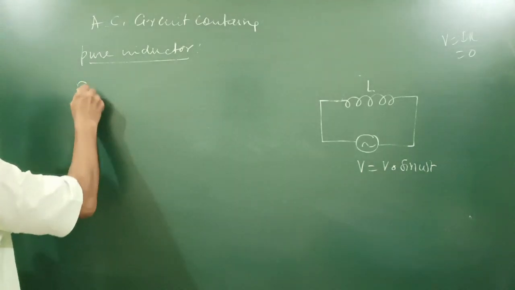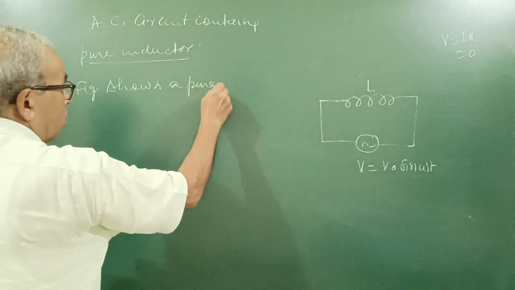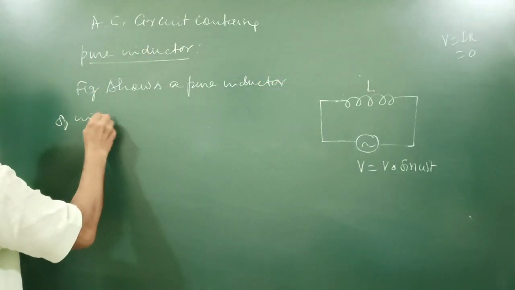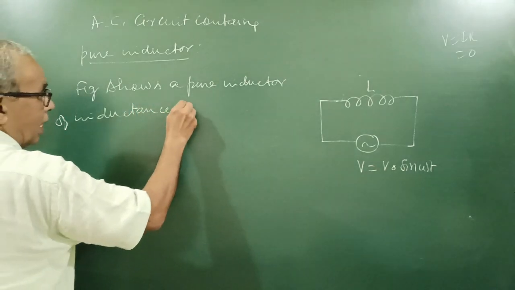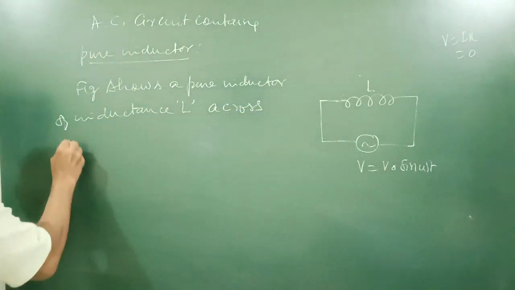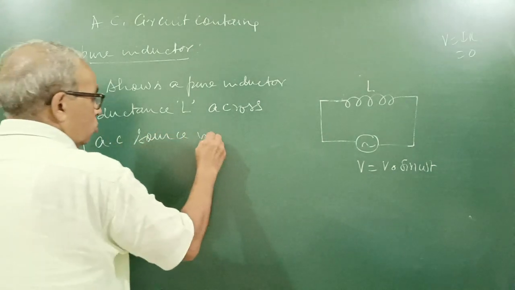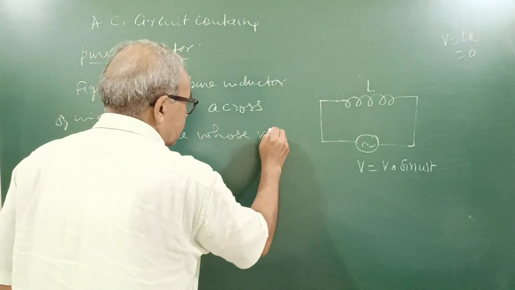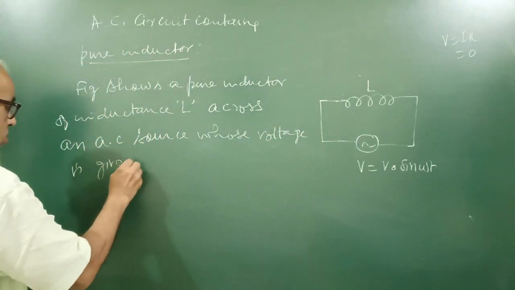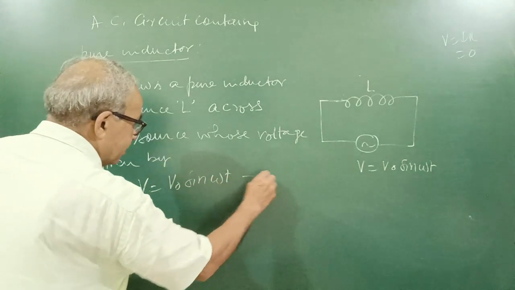So the figure shows a pure inductor of inductance L across an AC source whose voltage is given by V equal to V0 sin omega t.